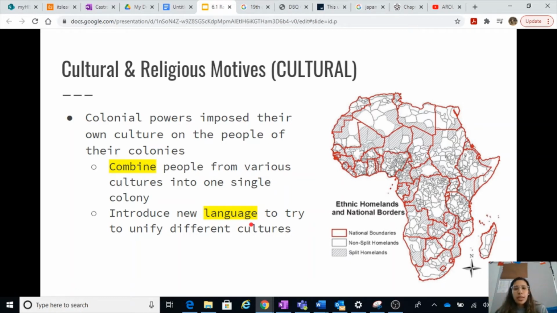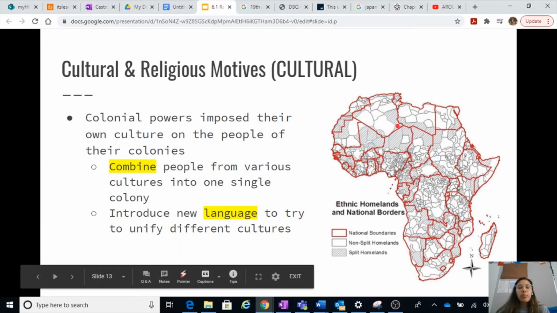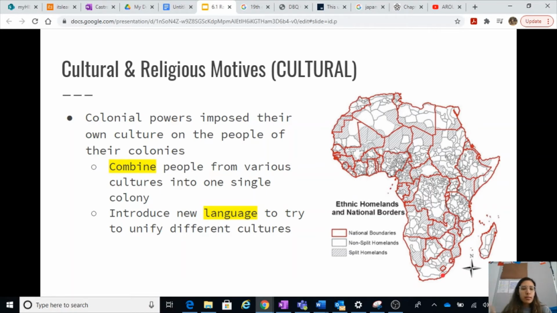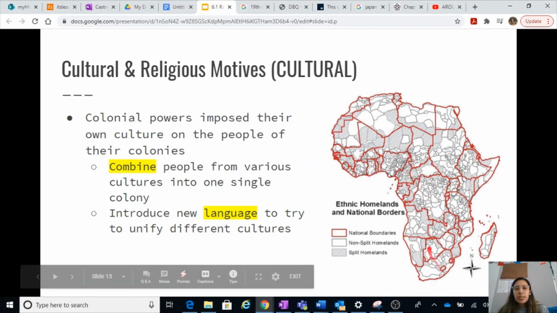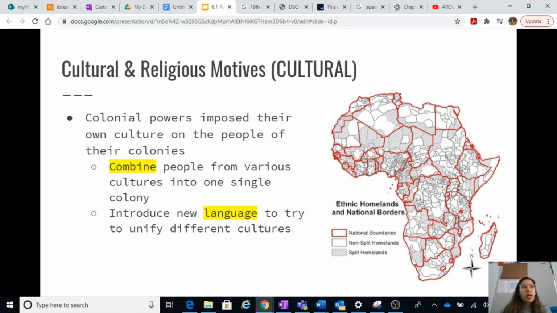This is very evident in countries today like Algeria. The main language is French because it was a French colony. South Africa, the main language is English, but also Afrikaans, and that has Dutch influence. But we can see all of these different influences of imperialism on the countries. Mozambique, the main language is Portuguese because it was colonized by the Portuguese. We're going to see that in modern day African countries.